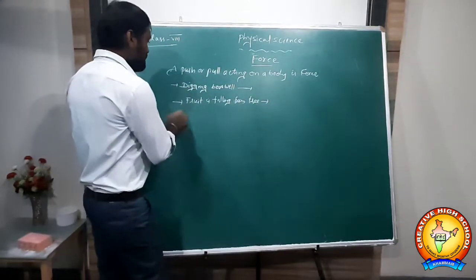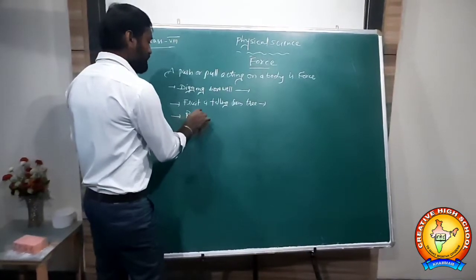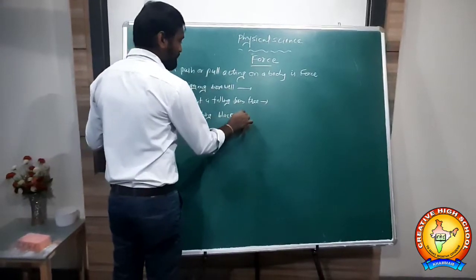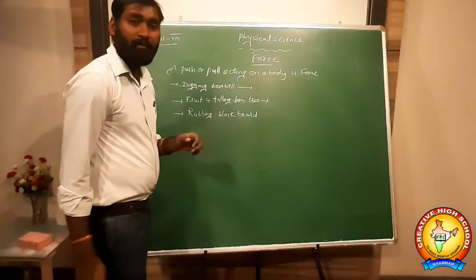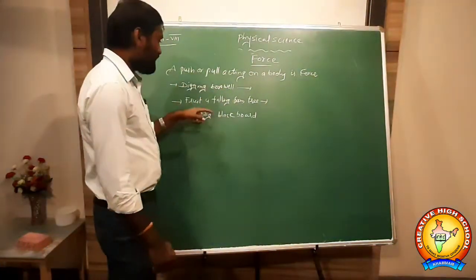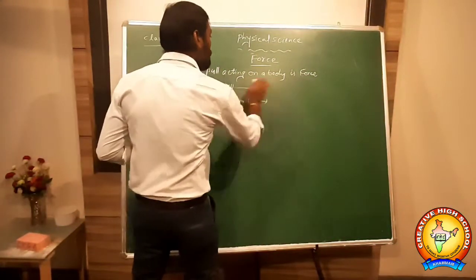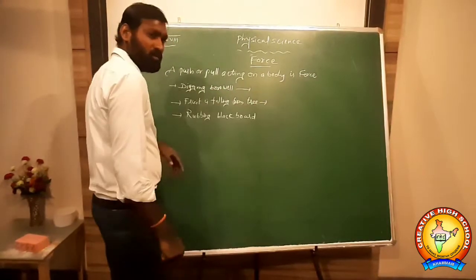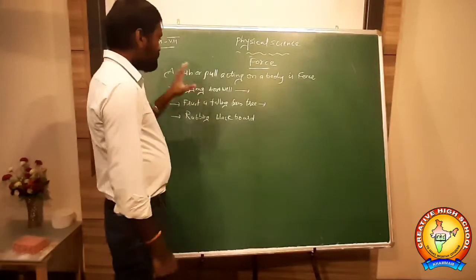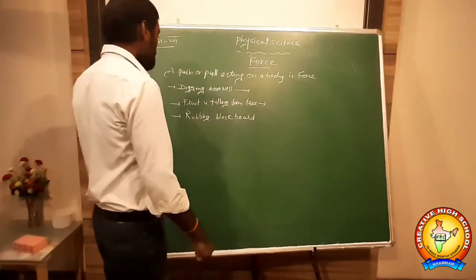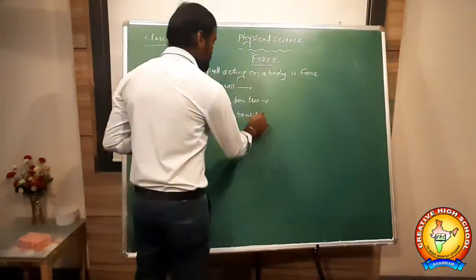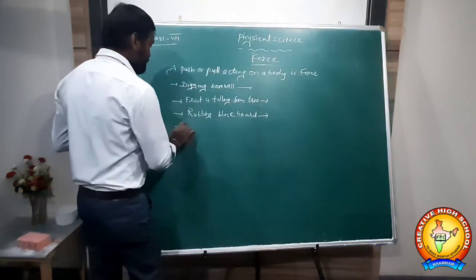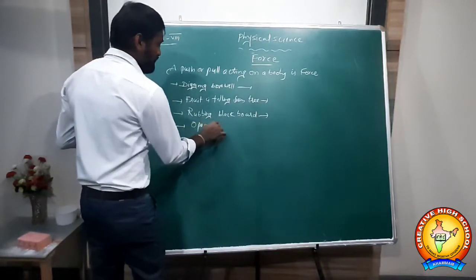Rubbing the blackboard. When you are rubbing the blackboard, what are you doing here? Pushing and pulling both. So like that, we are applying different types of push and pull. Opening the door.